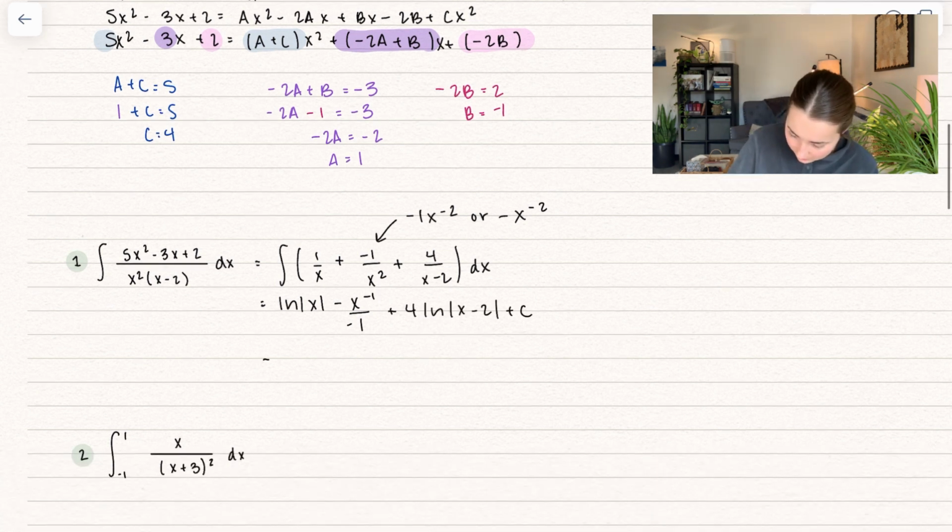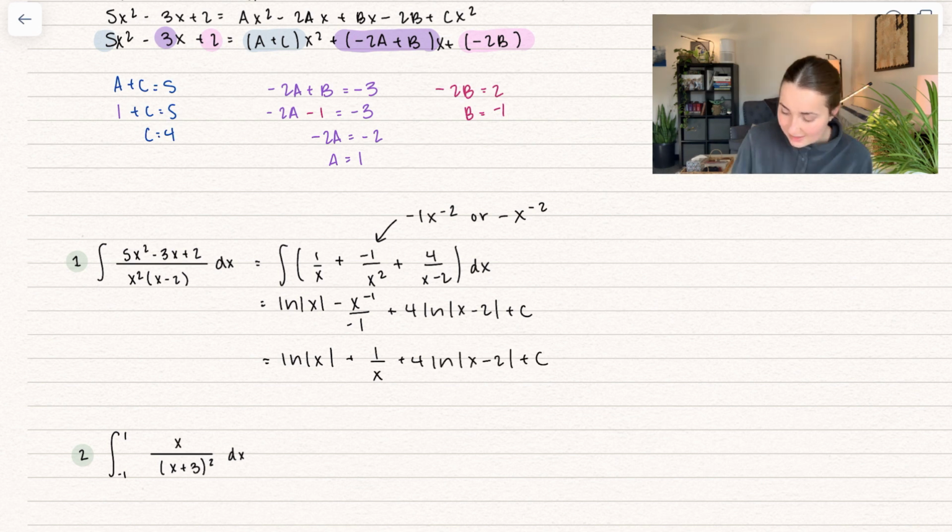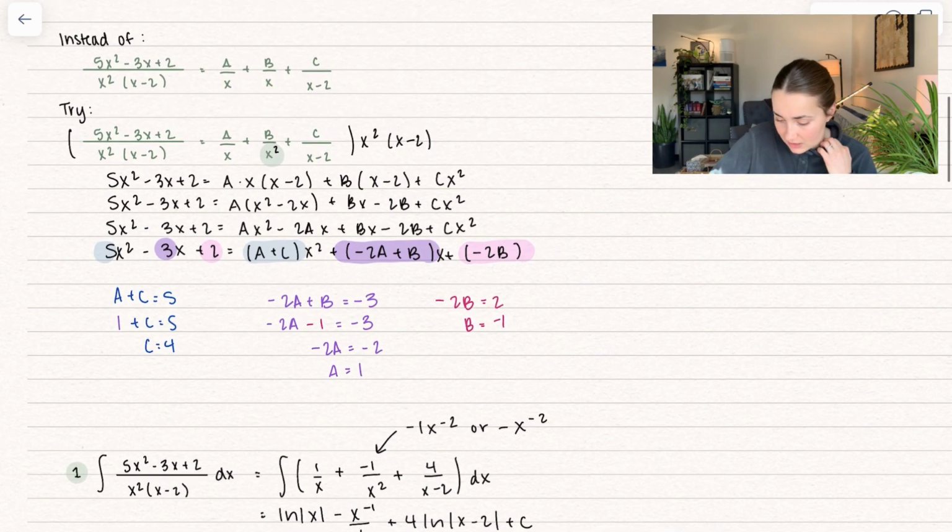And if you wanted to rewrite it, you totally could. So that's going to be plus 1 over x plus 4 natural log of x minus 2 plus c. And so that's how we can use partial fraction decomposition with repeated terms. You take one of the terms and you write it normally. So we have an x, and then you take the other one and you square it.